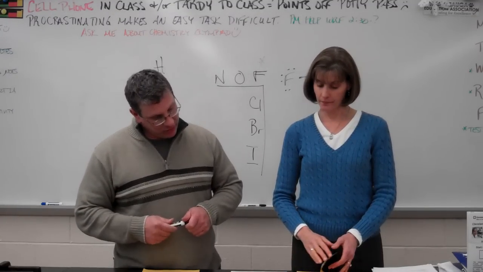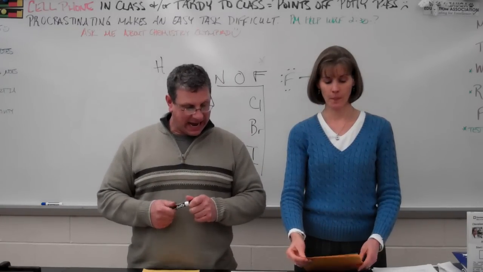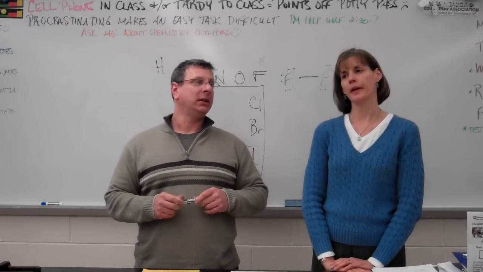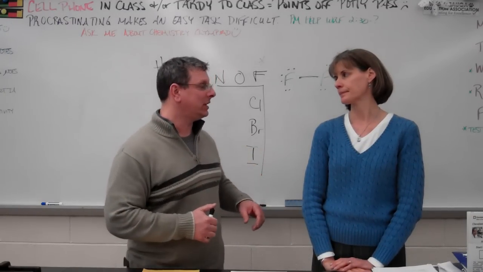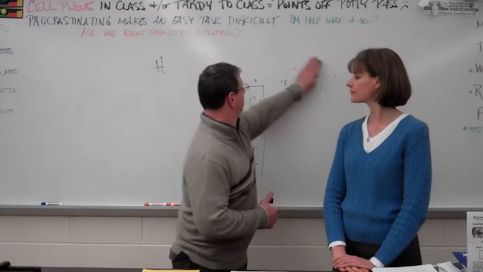Number 6. The electron configuration for valence electrons in a hybridized carbon atom. Hybridized. This is one of the nerdiest things we did this entire chapter.